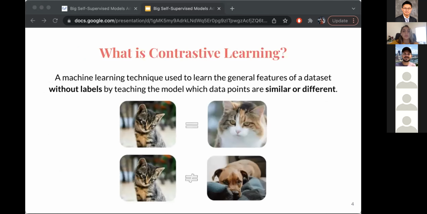So I will give a brief summary of contrastive learning first, because that's what this paper is mostly on. Contrastive learning is a machine learning technique used for learning the general features of a data set without the labels by teaching the models to see which data points are similar or different from each other. In this example, we can see that the cats are similar to each other, and a cat and a dog are not similar to each other, they're different.